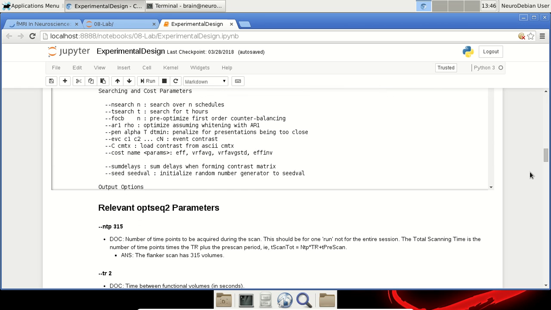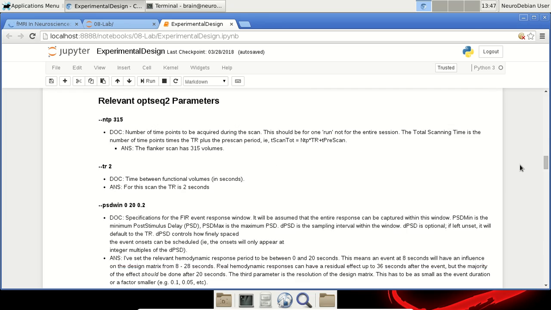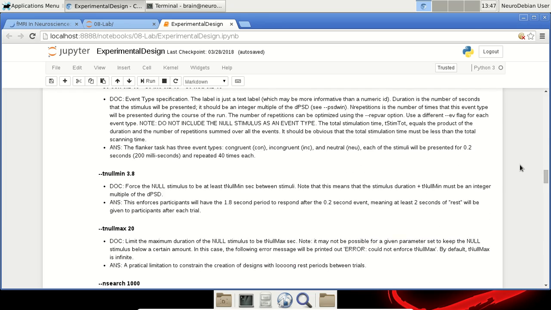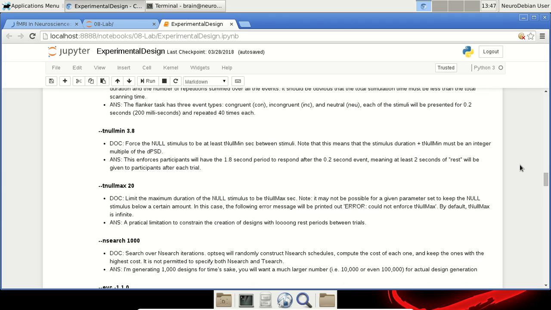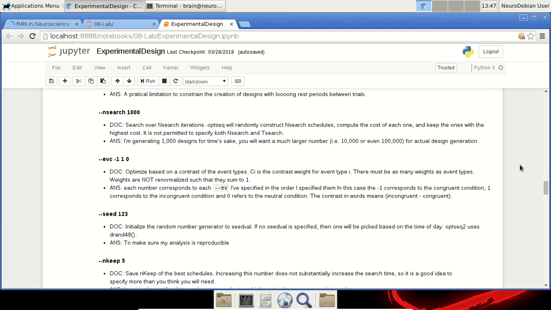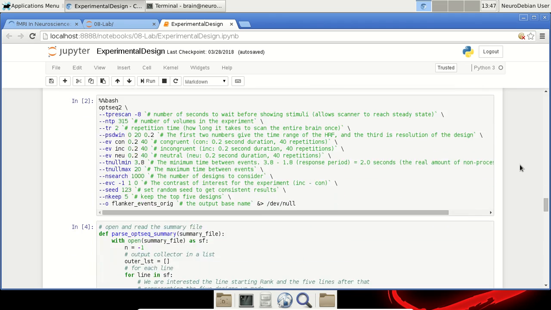So again, this lab was mostly covering experimental design and how to generate specifically an event-related design in order to optimize our HRF estimation. So how we rank the designs is that we use OPSEC2, and our metric was efficiency.